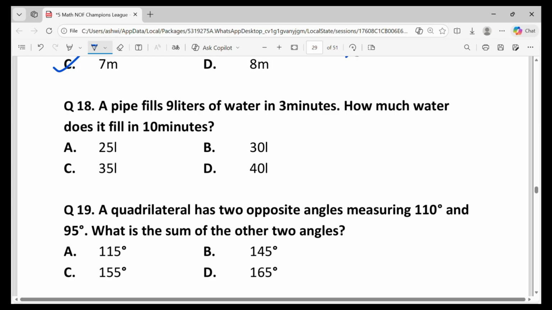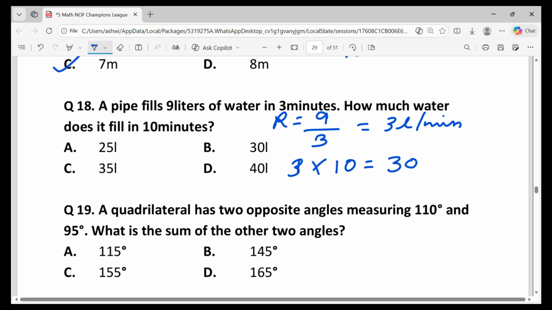Question 18. A pipe fills 9 liters of water in 3 minutes. How much water does it fill in 10 minutes? The rate is the volume of water per unit of time. So rate R is equal to 9 upon 3, that is equal to 3 liters per minute. So the volume filled in 10 minutes will be rate, that is 3, into time, that is 10, which is equal to 30. Answer is B, 30 liters.